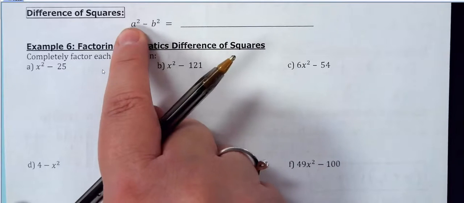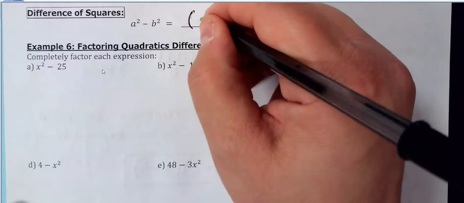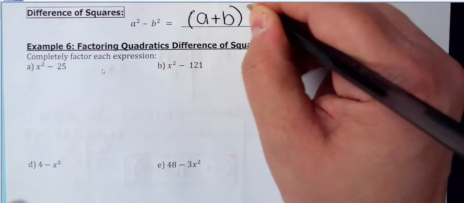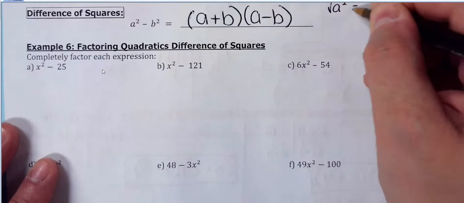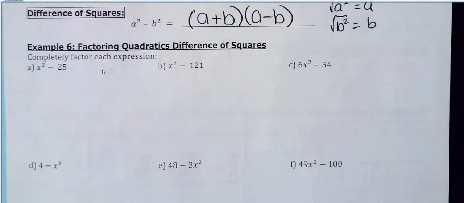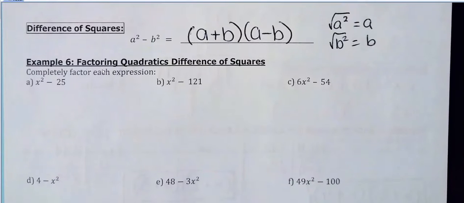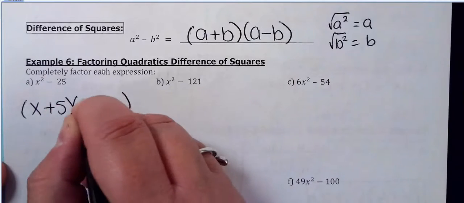So if my first term is squared, my second term is squared, and I could take the square root of those, the factored form is going to look like this. A plus B times A minus B. And basically the deal is A would be the square root of the first term, and B would be the square root of the second term. So you can do this if you know your perfect squares pretty well. Otherwise, I can ask you in a different way. So let's try the first one here. You guys know the square root of 25? 5. Okay, so factored form here, one would be a plus 5, one would be a minus 5.